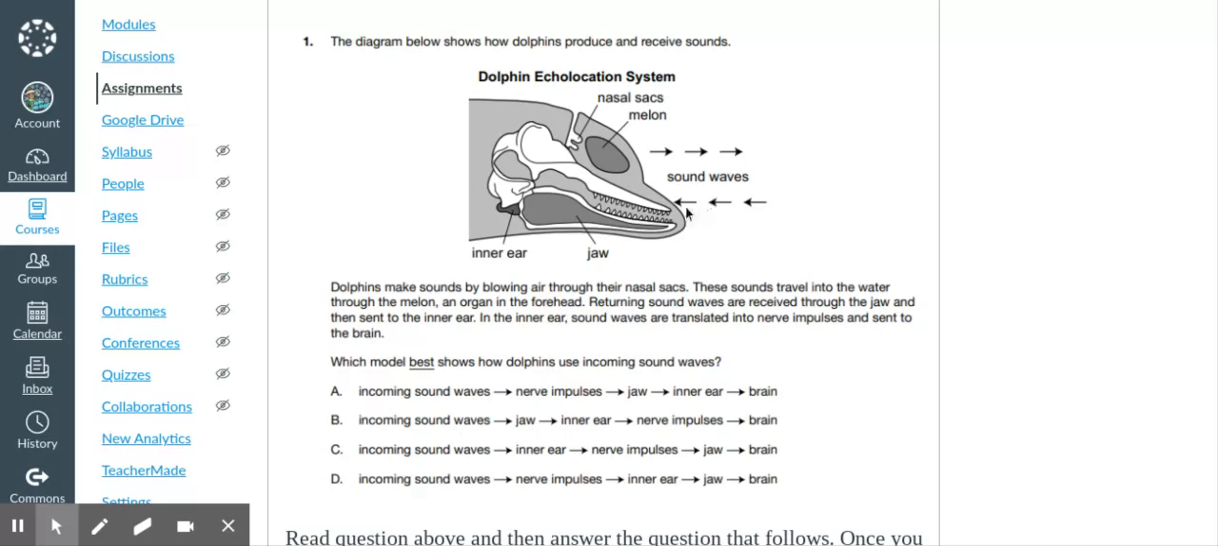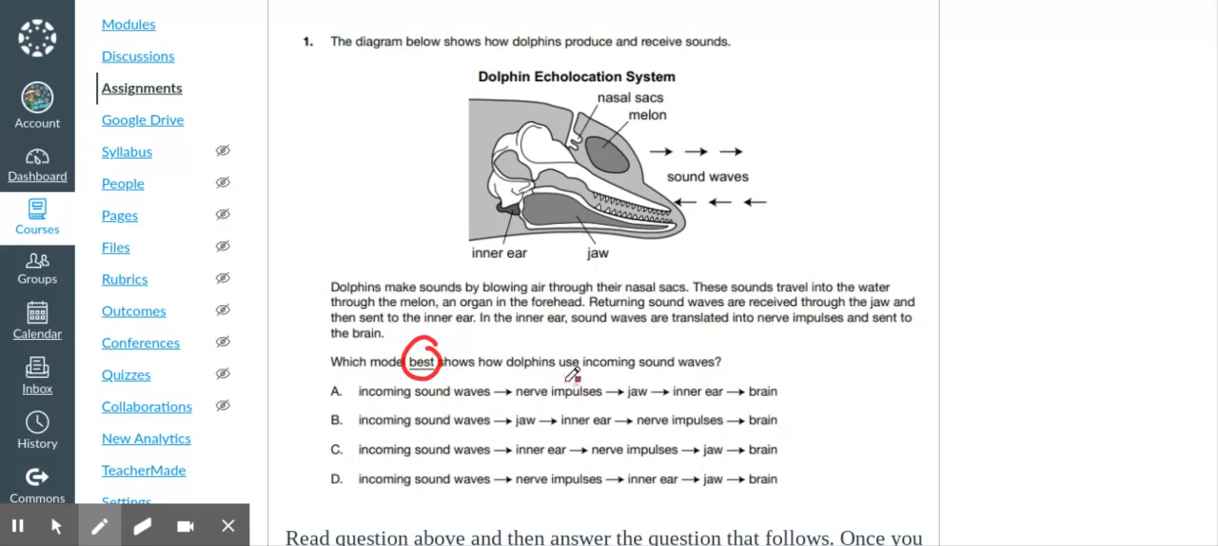Then it says returning sound waves, which are these arrows, are received through the jaw and then sent to the inner ear. The inner ear sound waves are then translated into nerve impulses somewhere in its body and sent to its brain, which I think might be over here somewhere. So, which model best, and best is the keyword, shows how dolphins use incoming sound waves?